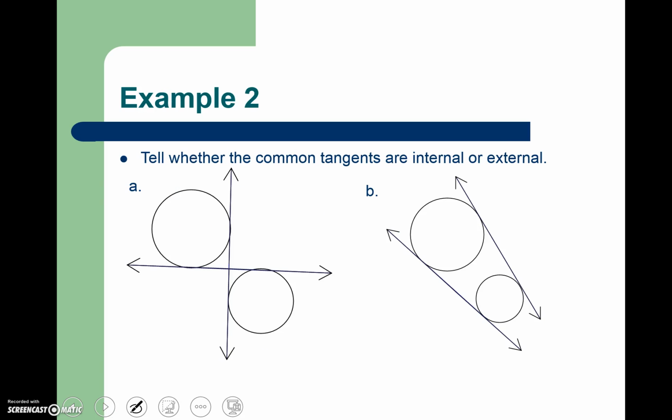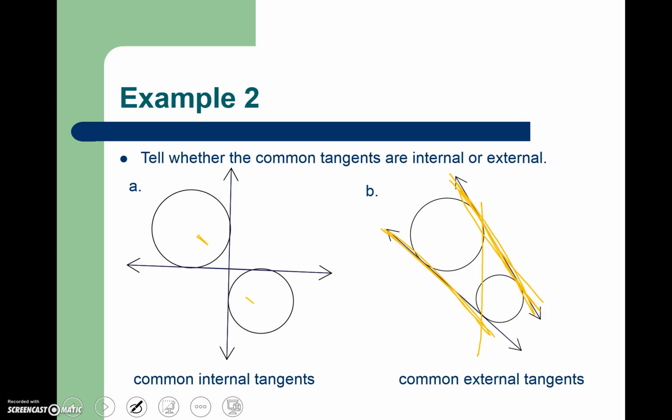So here's our second example. We want to tell whether they're internal or external. So looking at the first one here, we can see that they are lying in between the two circles here and here. So therefore, it's going to have to be an internal tangent. The other ones are on the outside. So since they're sitting on the outside, we're not going through the center at all. That's going to be common external tangents.